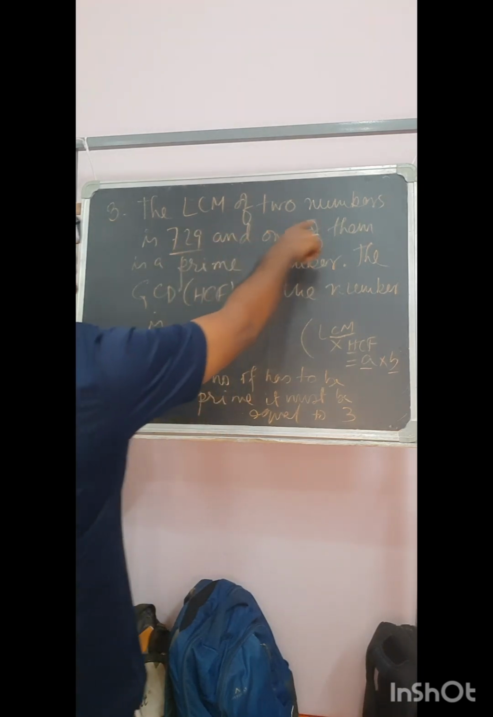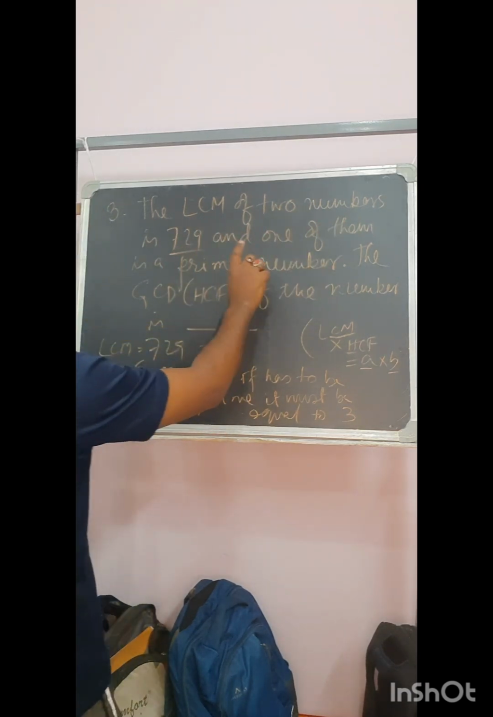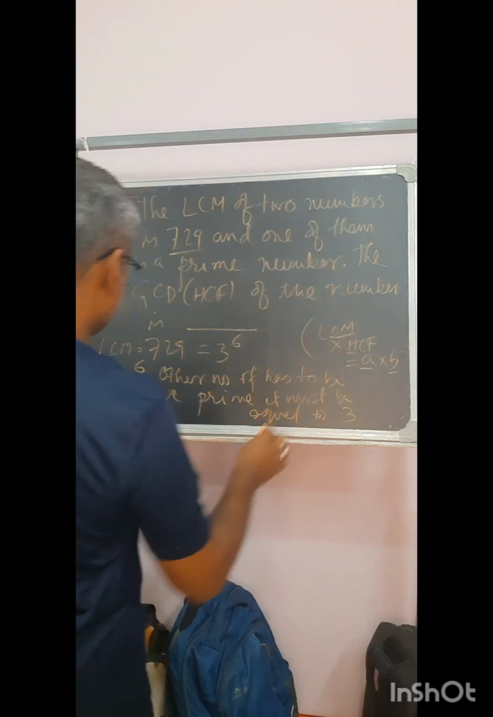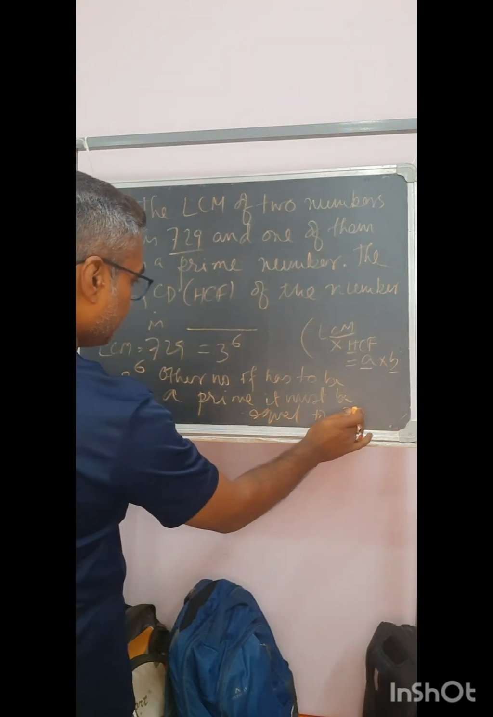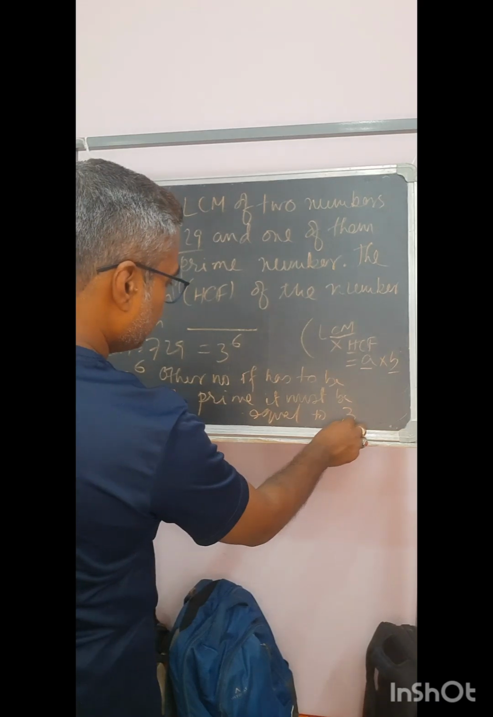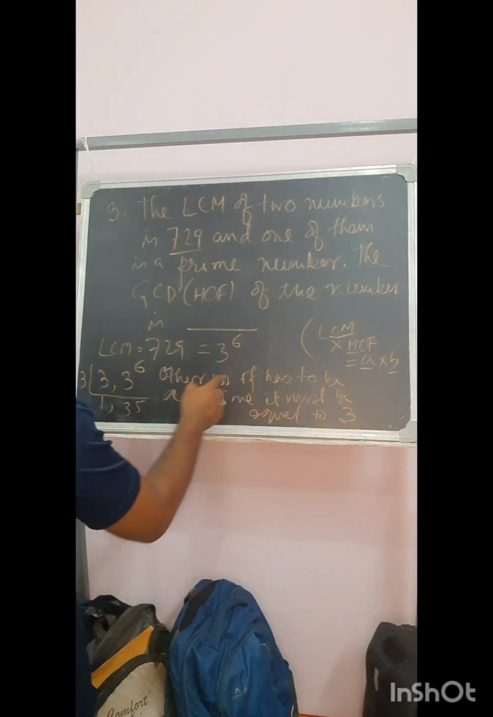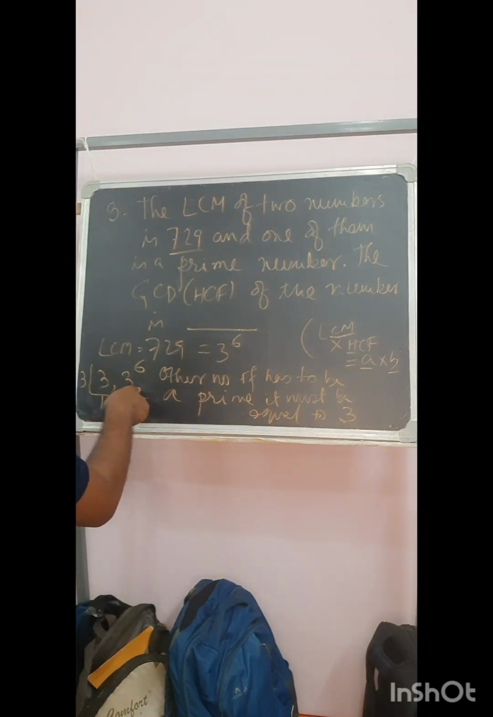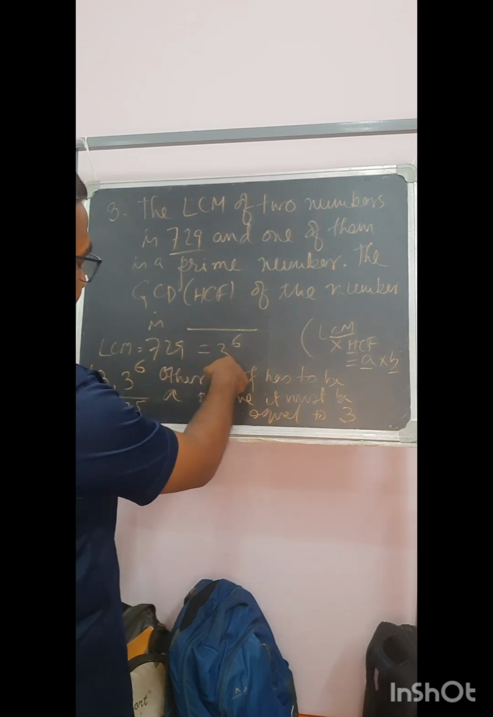If the LCM of the two numbers is this, and one of them is a prime number, and I take 3 as the prime number, then with 3 to the power 6, what will be the LCM coming? You see, 3 with 3 to the power 5 gives an LCM of 3 to the power 6 only. Okay. So if I say that one number is 3, then only if the other number is 3 to the power 6 will it work.